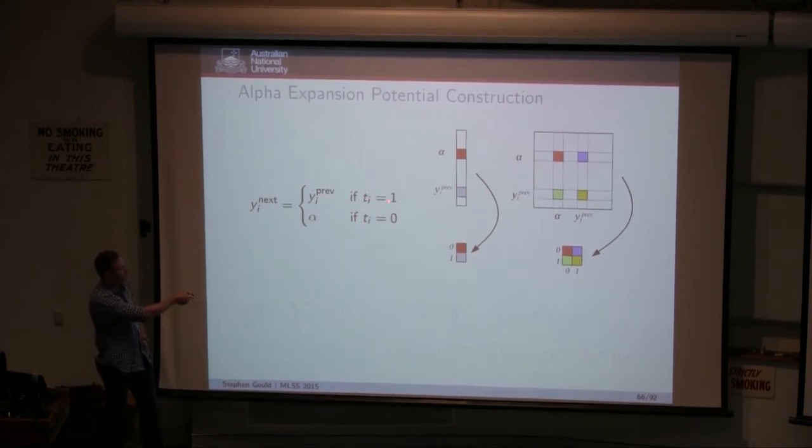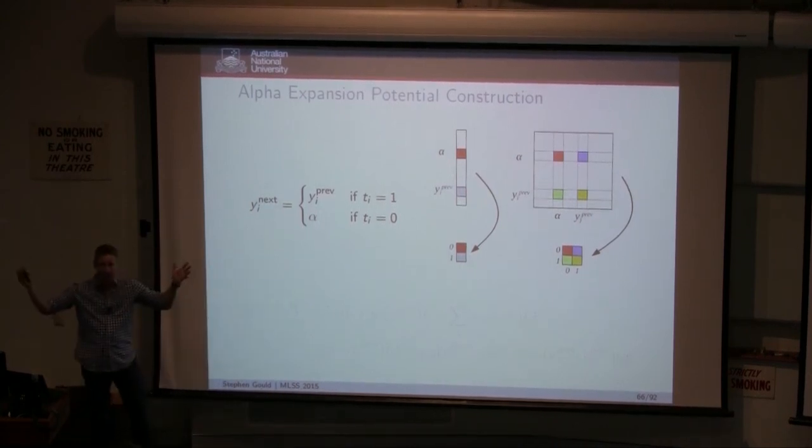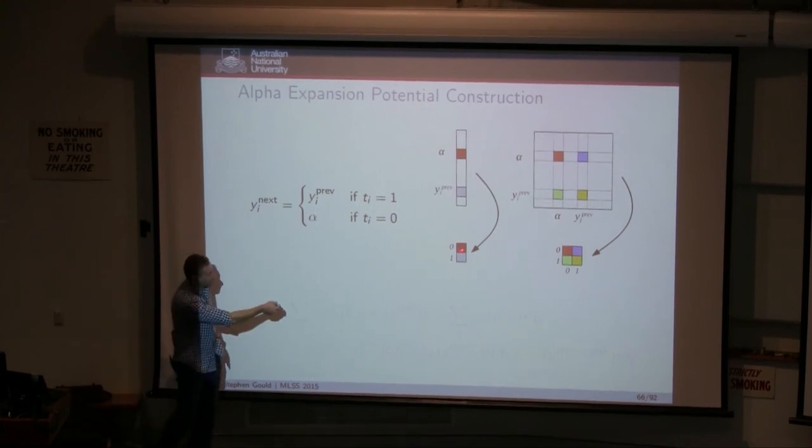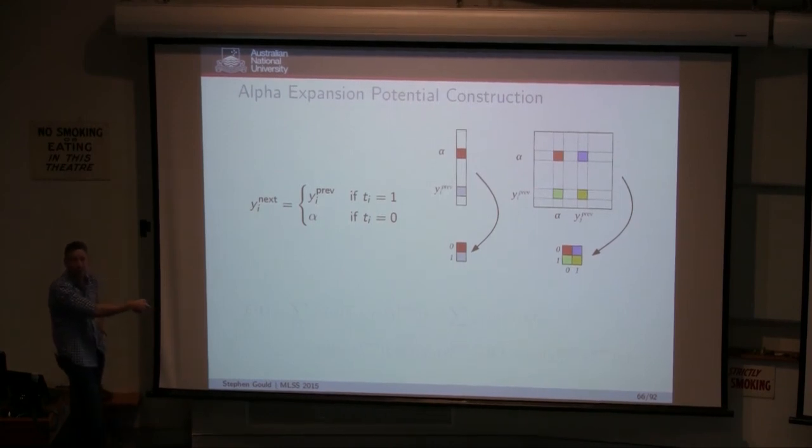If t takes value 1, then I'm going to keep my previous assignment. If t takes value 0, then I'm going to switch to alpha. And so that allows me to take my unary and my pairwise terms, which are defined in the multi-label space, and project them onto these binary unary and pairwise terms by just copying the values out. Does everyone see how that works?